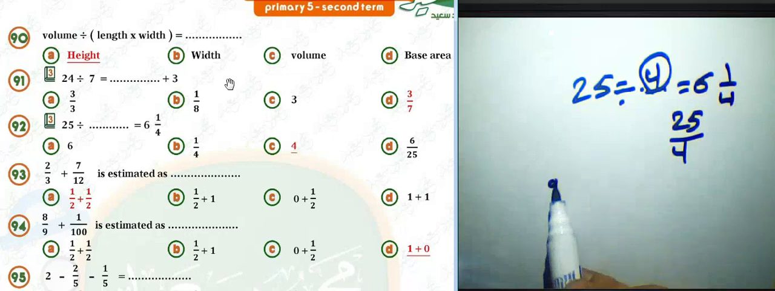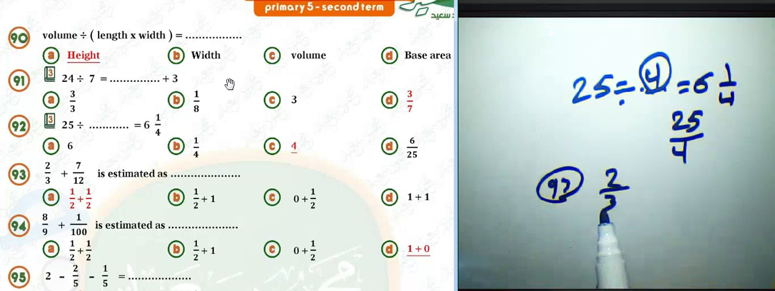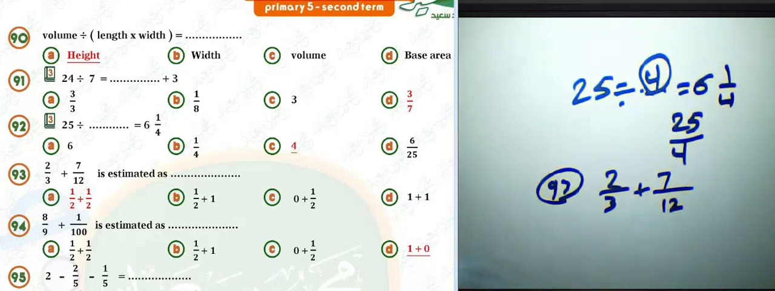Question 93. 2 over 3 plus 7 over 12 estimated as what? 2 over 3 is nearest to what? 2 over 3 is nearest to 1 and 7 over 12 is nearest to half. The result will be 1 and a half.